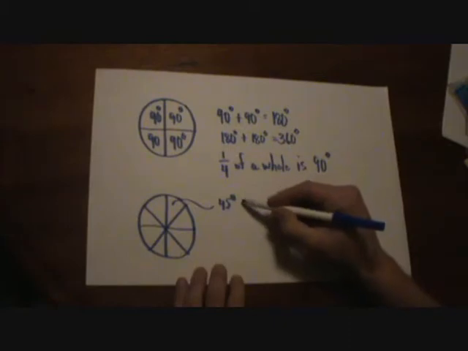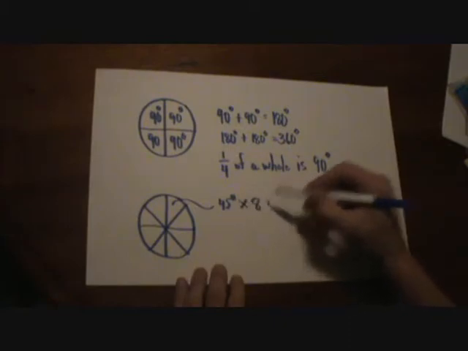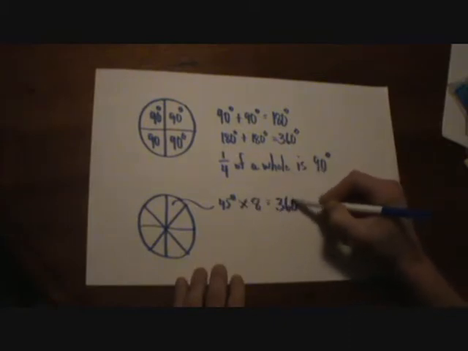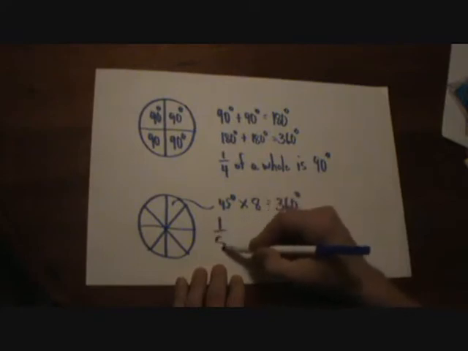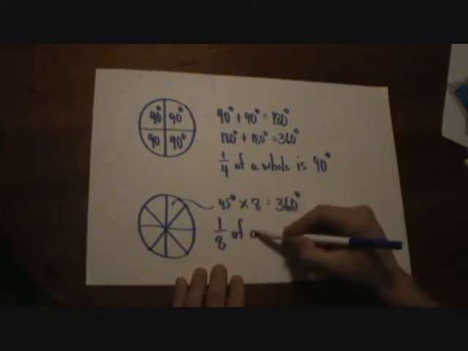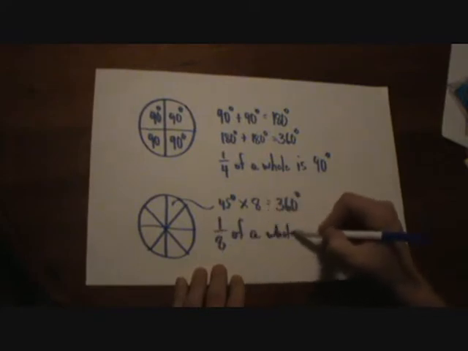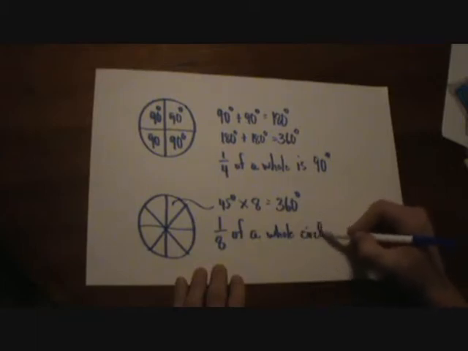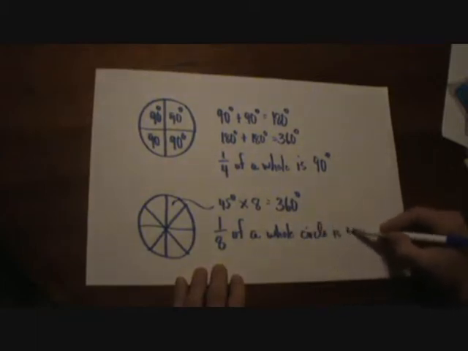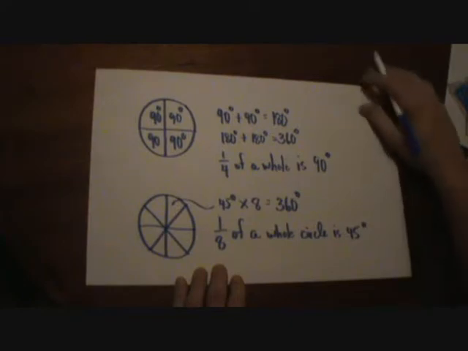The kids need to realize that if you take 360 and cut it in half, you get 180. Cut 180 in half, you get 90. Cut 90 in half, you get 45. So a half of a circle is 180, a quarter of a circle is 90 degrees, and an eighth of a circle is worth 45 degrees.